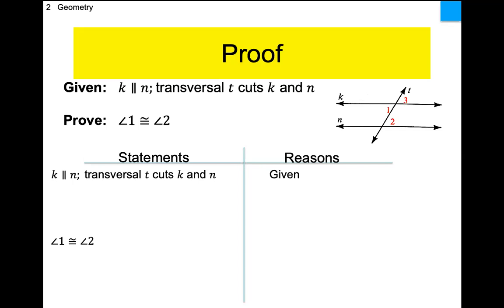Does everybody see that 3 and 2 are corresponding? Why? Two parallel lines cut by a transversal, 3 and 2 are corresponding. So I'm going to say angle 3 is congruent to angle 2. Why? And this is the abbreviation, corr. angles congruent. Okay? That's a good statement. Do I know it's going to get me to the answer? I don't. But I know it's true.